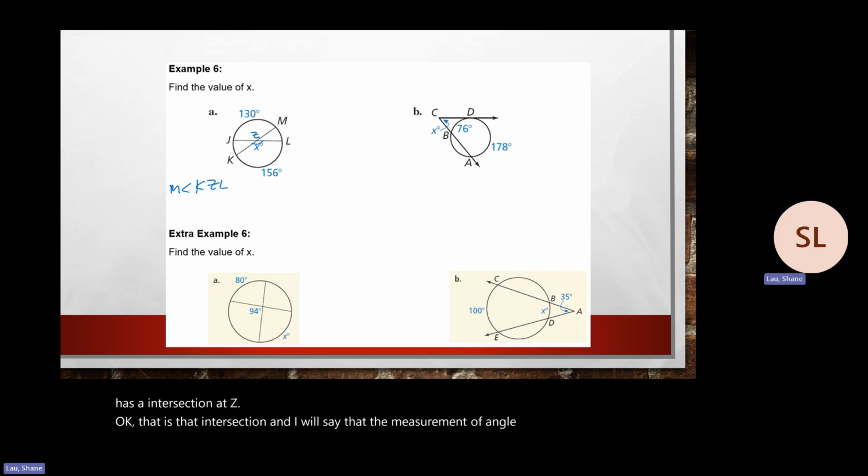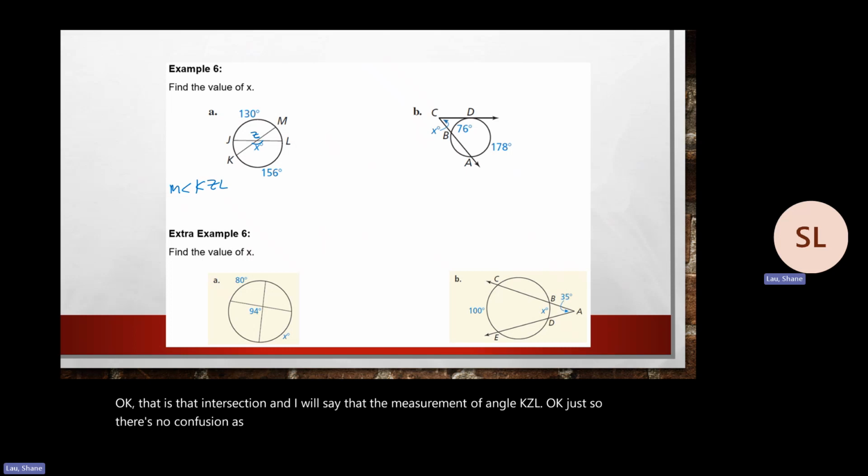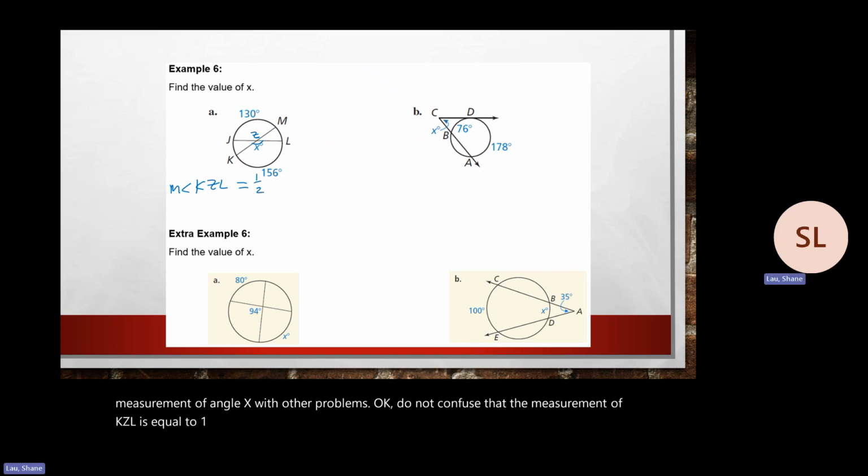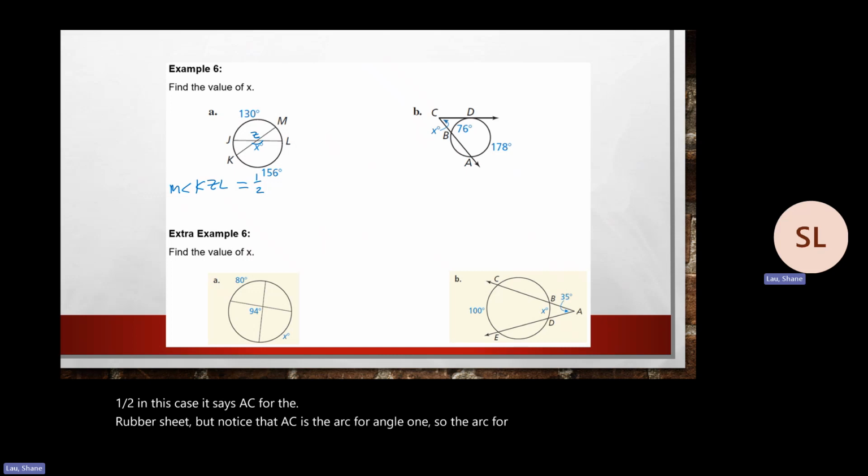Okay, just so there's no confusion as to saying measurement of angle x, because I've had students already confuse measurement of angle x with other problems. Do not confuse that. The measurement of KZL is equal to 1/2, and I'm following the reference sheet, 1/2. In this case, it says AC for the reference sheet, but notice that AC is the arc for angle 1. So the arc for angle KZL is arc AL.